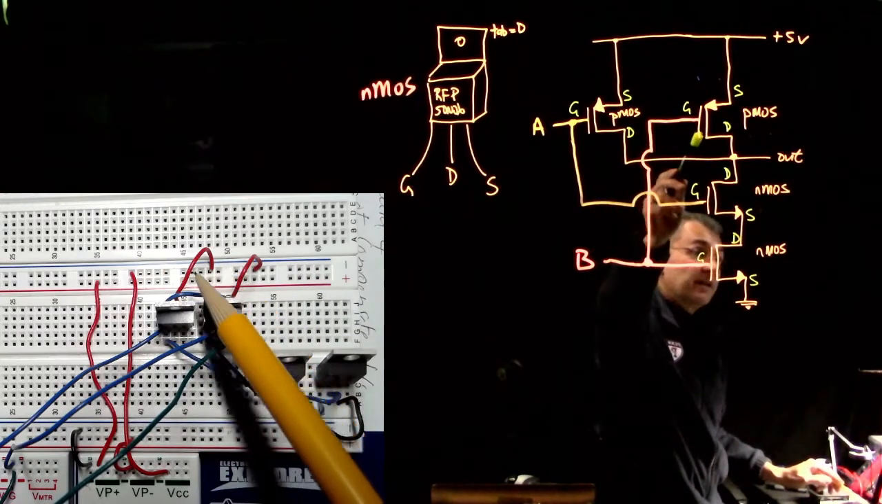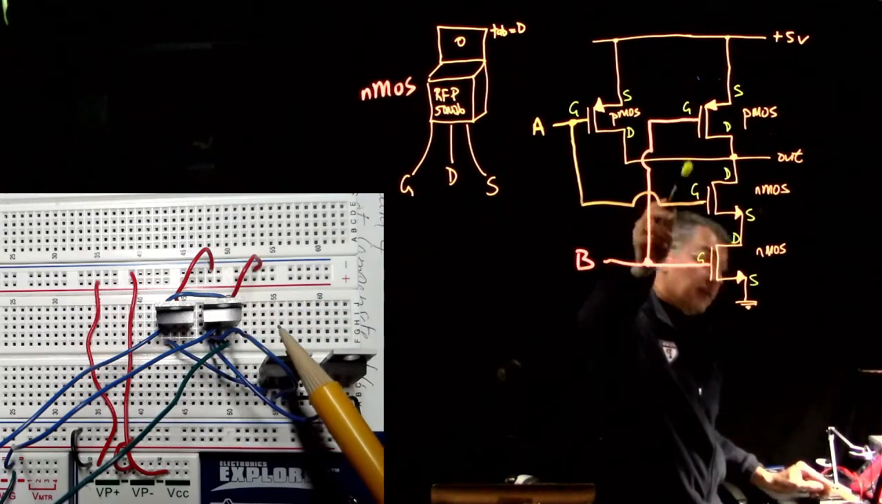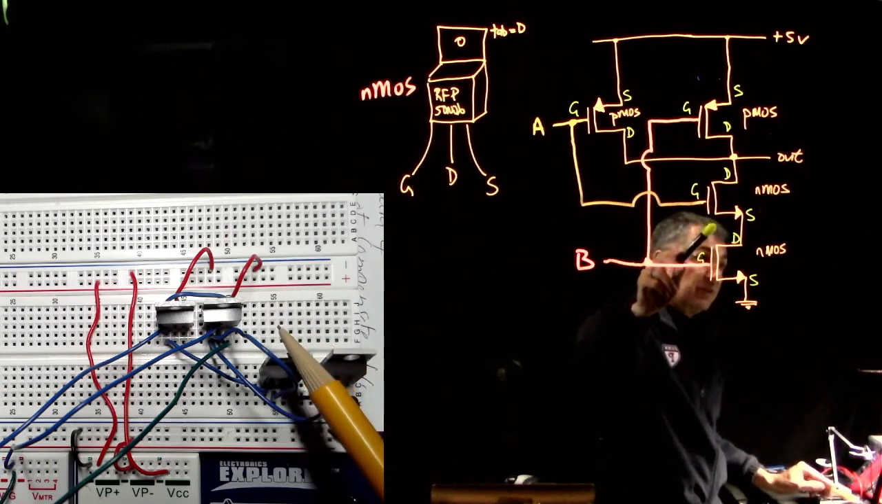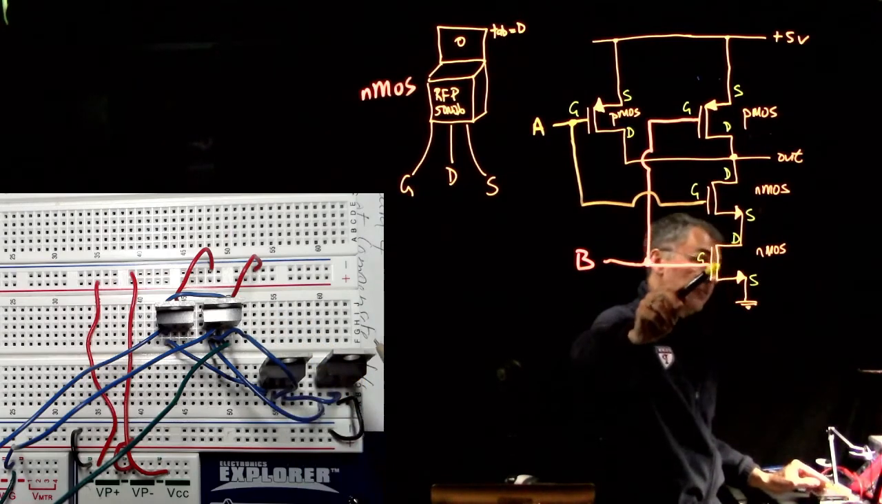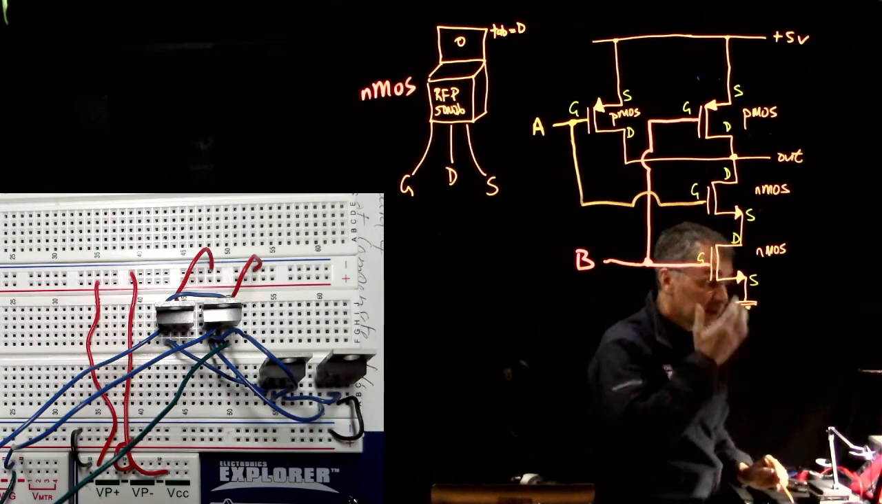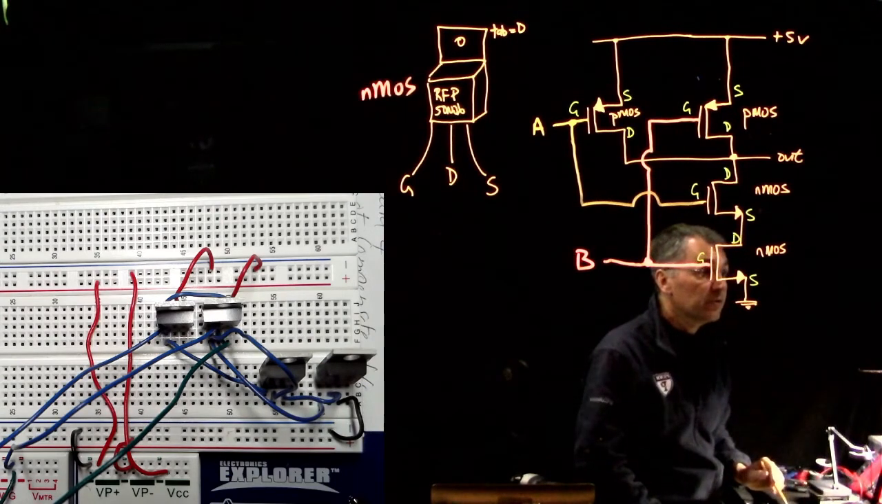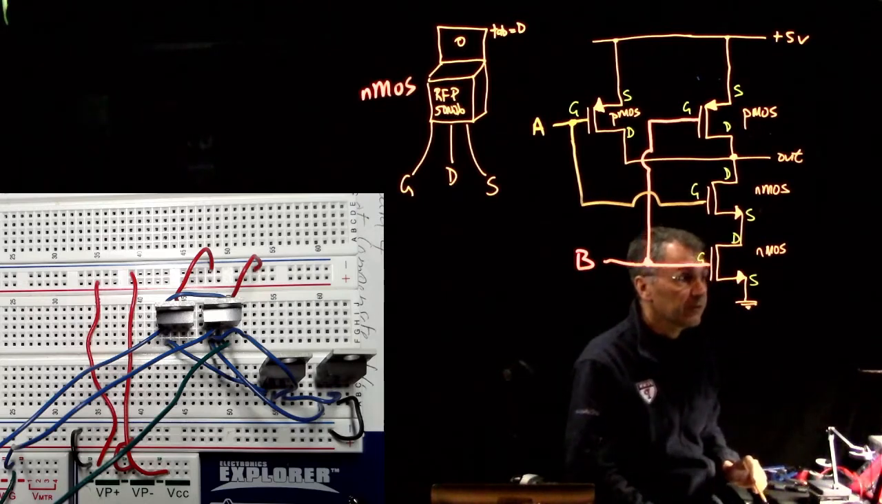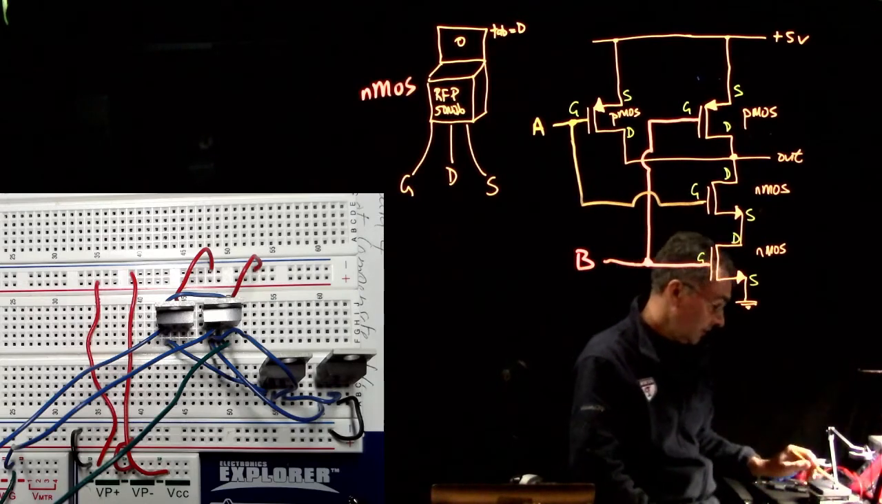This is the right-hand PMOS. This is the upper NMOS, and this is the lower NMOS. Okay, and I am driving this using 2 channels of the waveform generator.